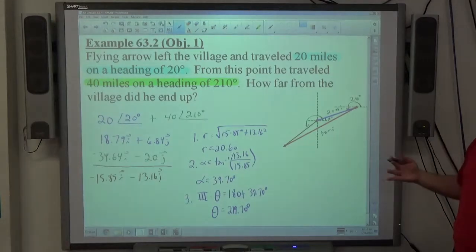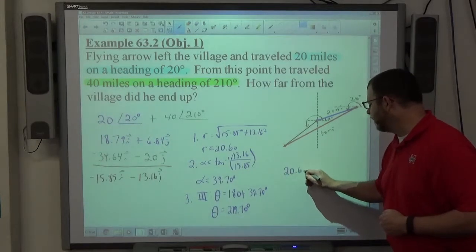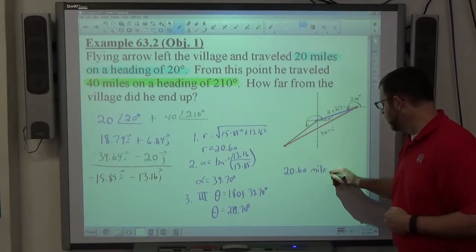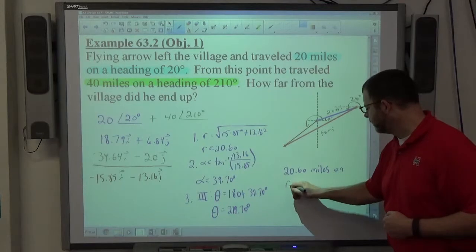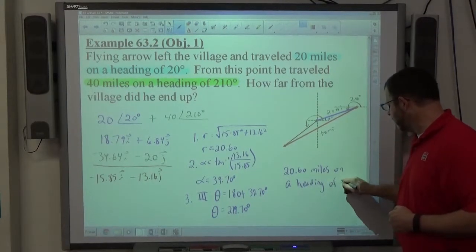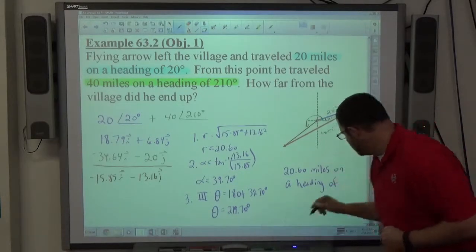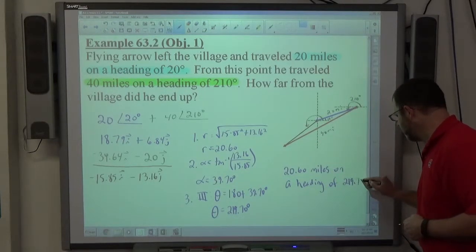So as far as the answer to the question, how far from the village did he end up? We would say 20.60 miles on a heading of 219.70 degrees.